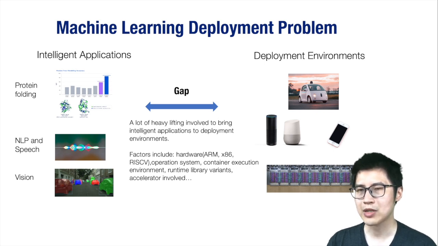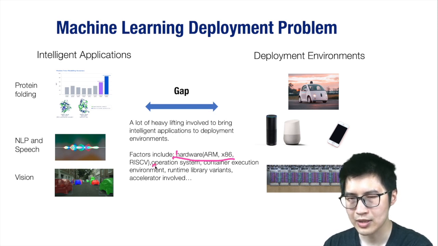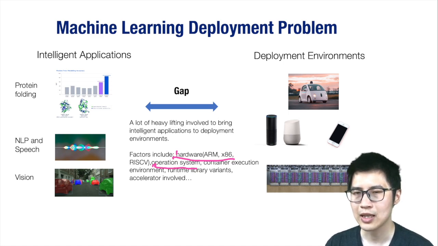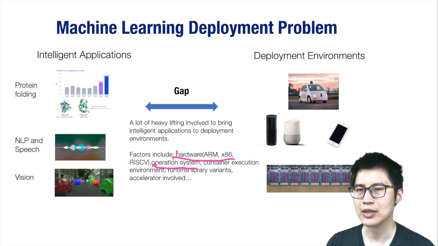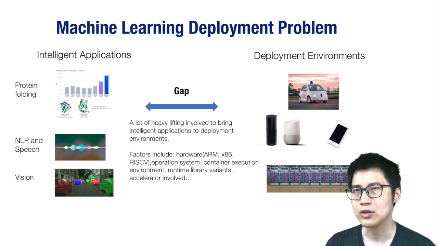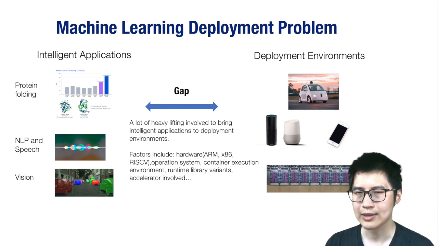If we start to think about some specific factors, you will find that some of the factors will include things like the hardware choices that might be relevant in this case, what kind of operating systems are involved in running those things, the container execution environment, and sometimes the runtime library variants, and whether or not accelerators are involved. All those factors need to be factored together to be able to make that effort of taking machine learning models that we build in development settings onto the deployment environments that we're interested in.